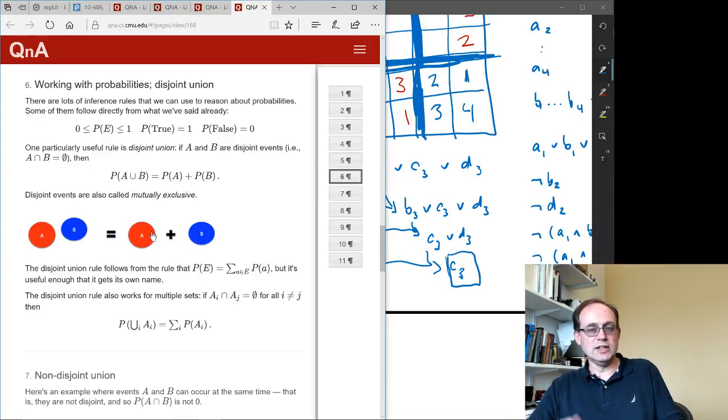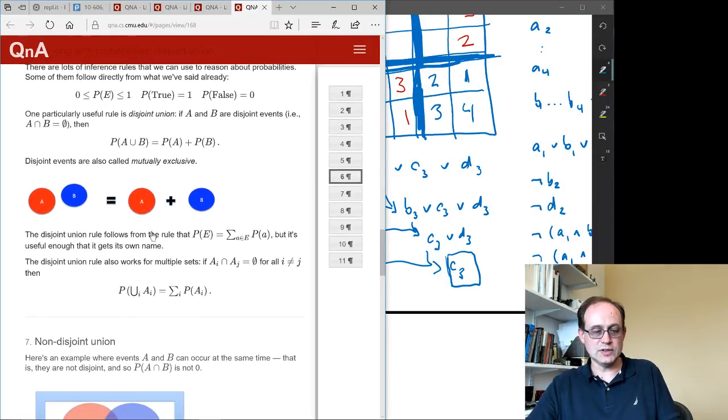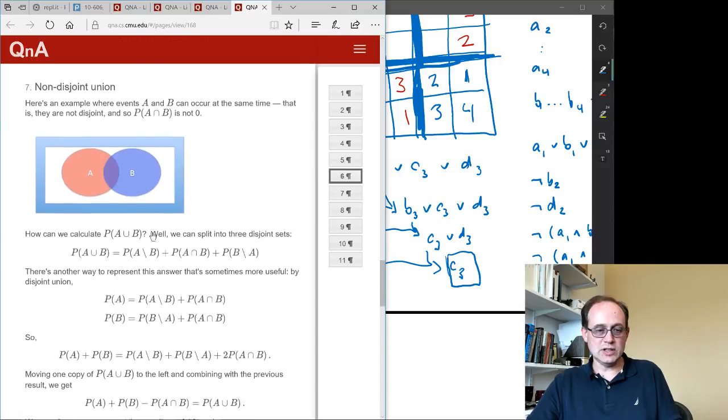All right, and disjoint union works for more than one set at a time, so that's useful. All right, non-disjoint union is a little bit more complicated.